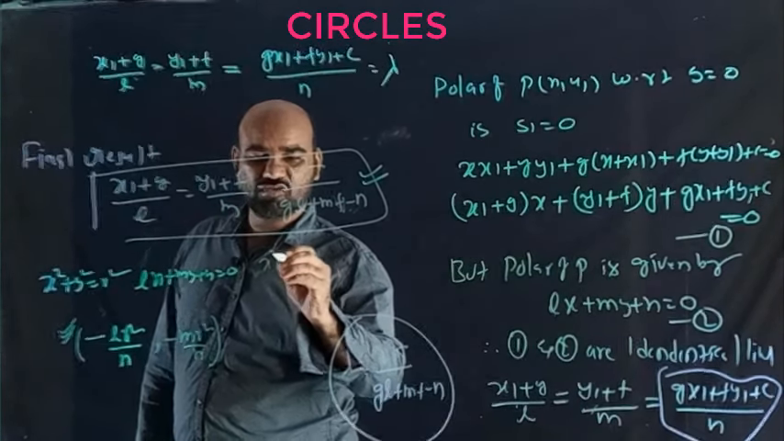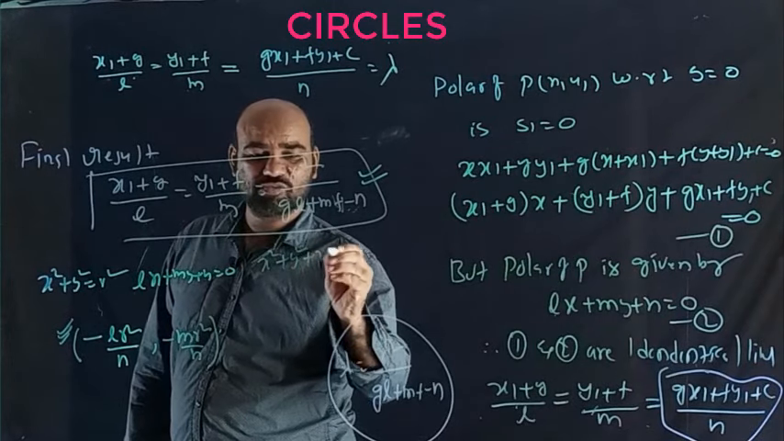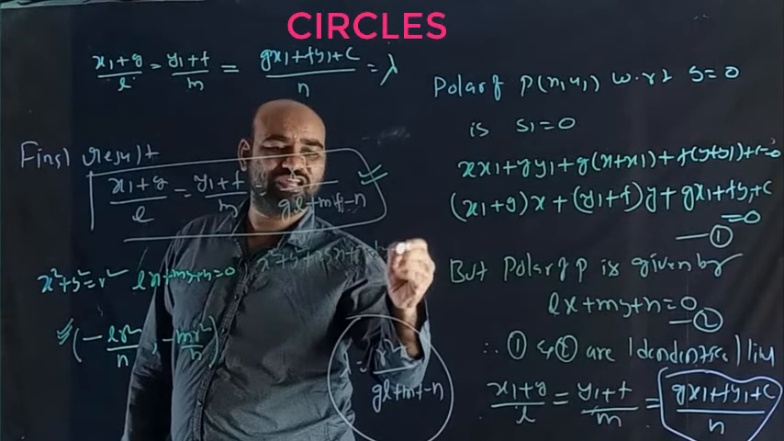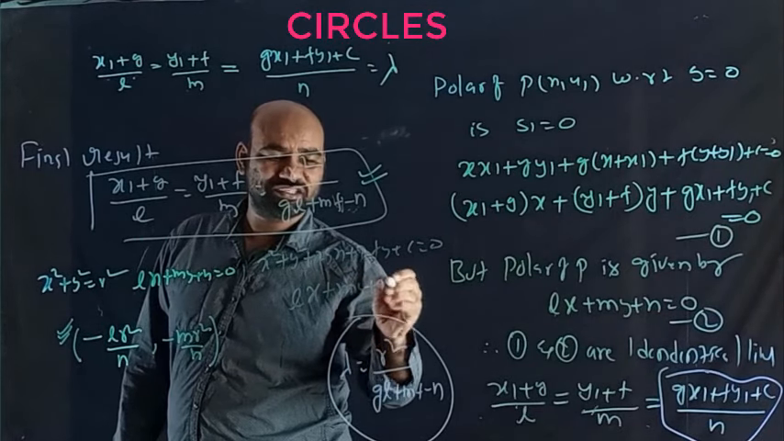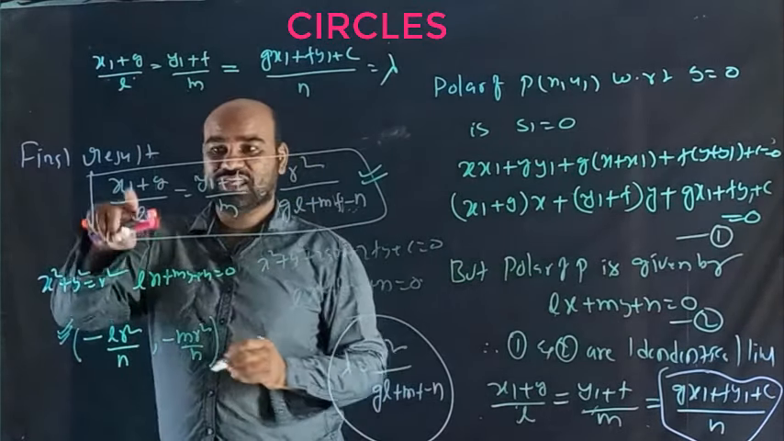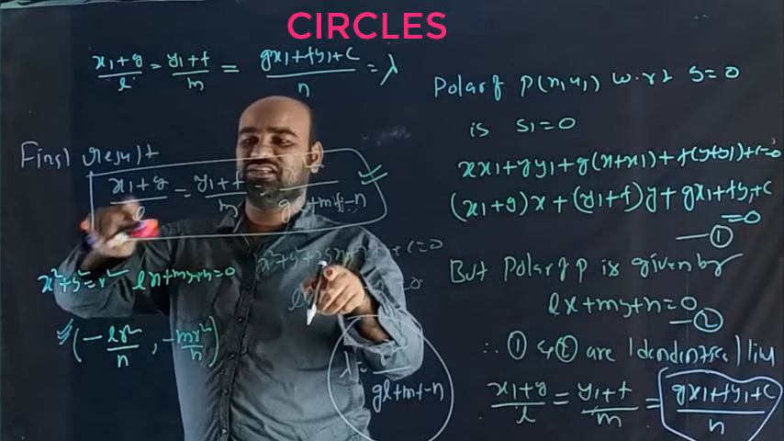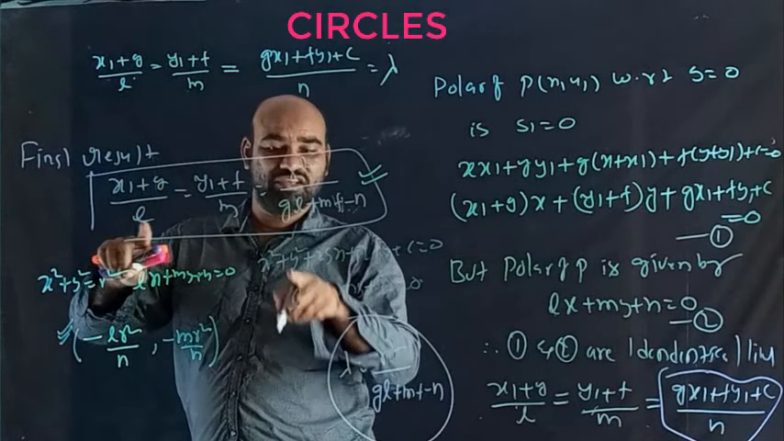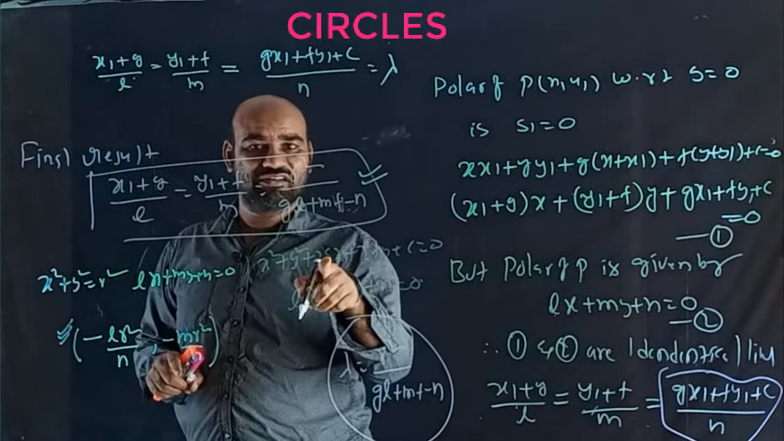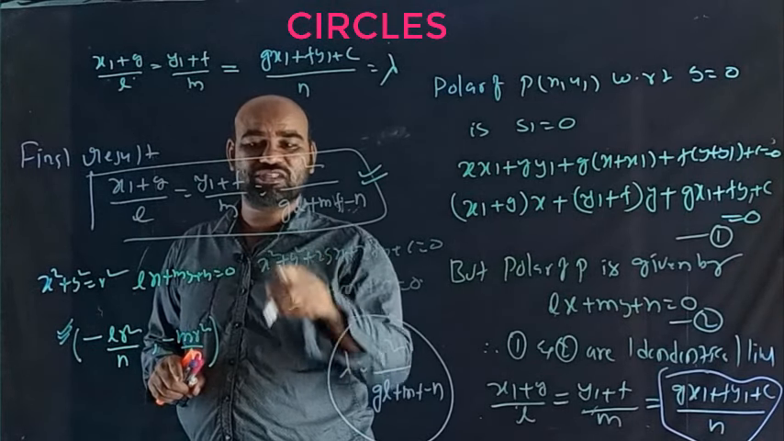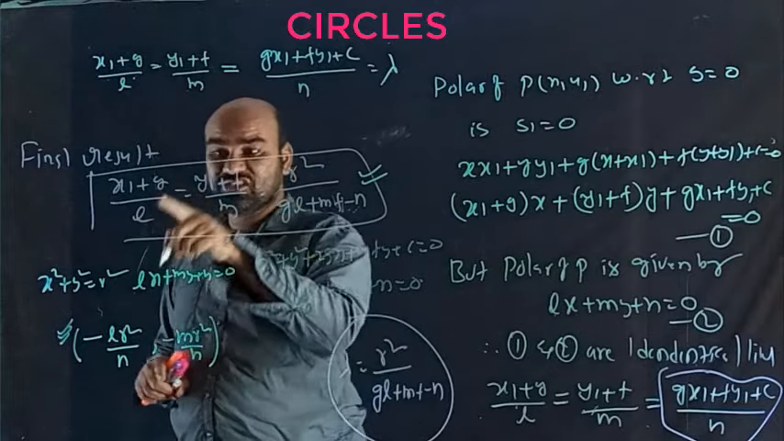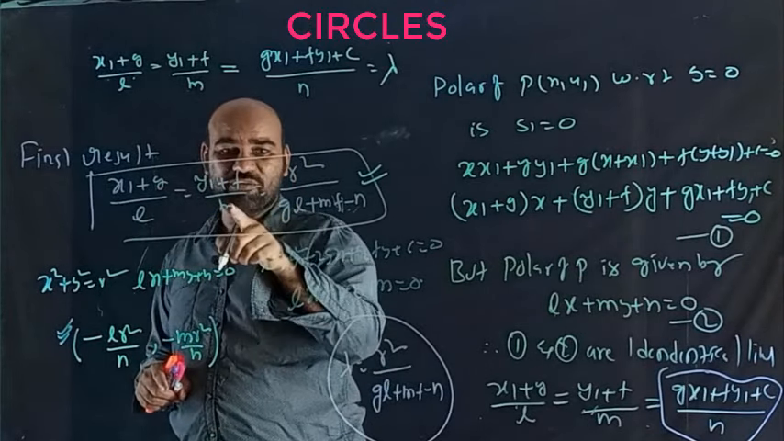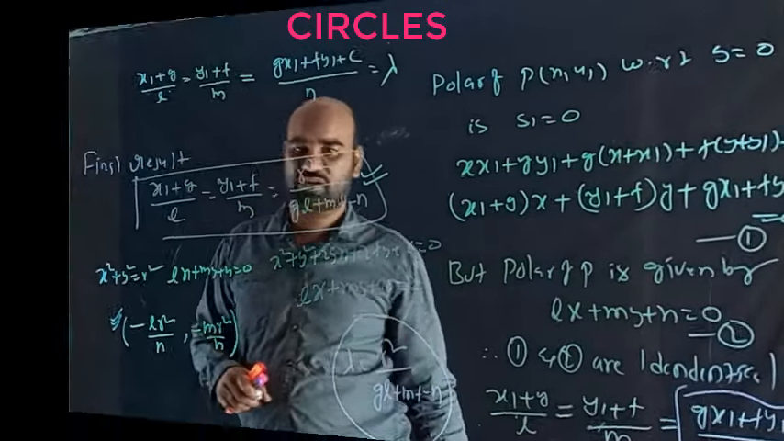Here x square plus y square plus 2gx plus 2fy plus c equal to 0. The line is lx plus my plus n equal to 0. x1 required: x1 plus g by l equal to y1 plus f by m equal to r square by gl plus fm minus n. In this way you can remember.